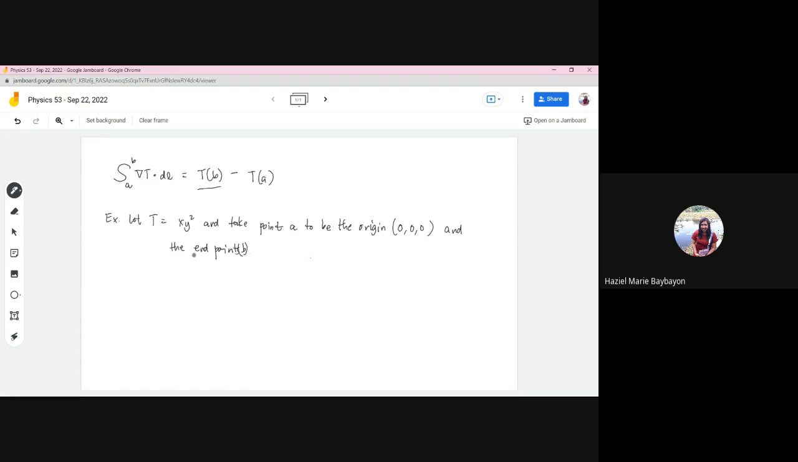So, ito siya challenge, no? And the endpoint B, say for example, it is the point 2, 1, 0. So, it is defined by this point, 2, 1, 0. So, check the fundamental theorem for gradient.